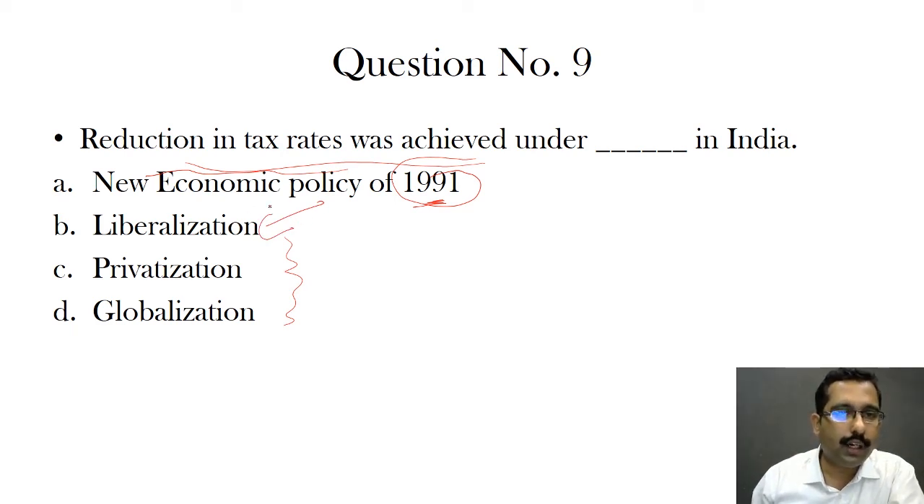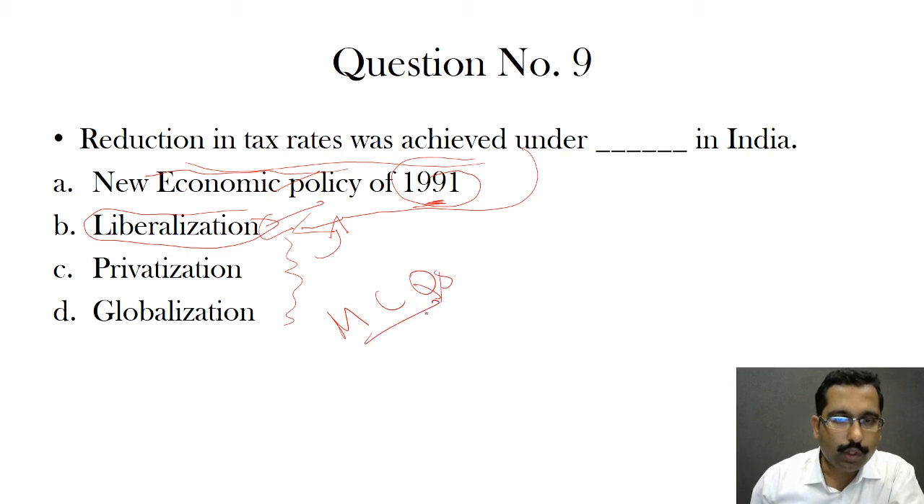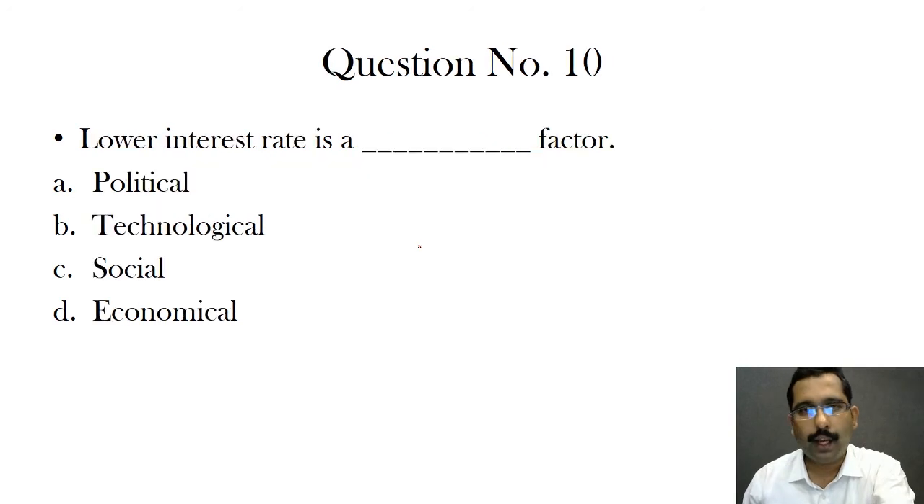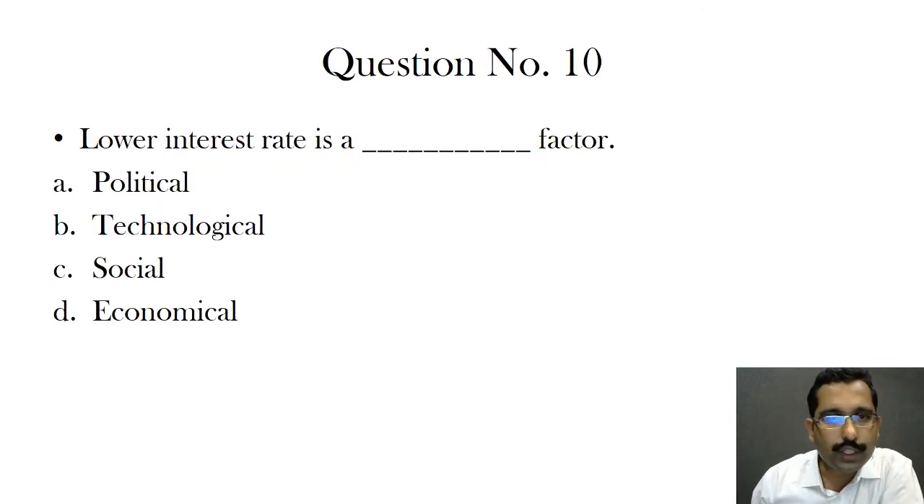So how do we understand that it is liberalization and not the economic policy? LPG is a part of the new economic policy, and for this question, liberalization is the very specific answer. In MCQs, the paper setter would always look for very specific answers. So although it appears the answer is new economic policy, the very specific answer is liberalization. So the answer for this question is option B, liberalization.